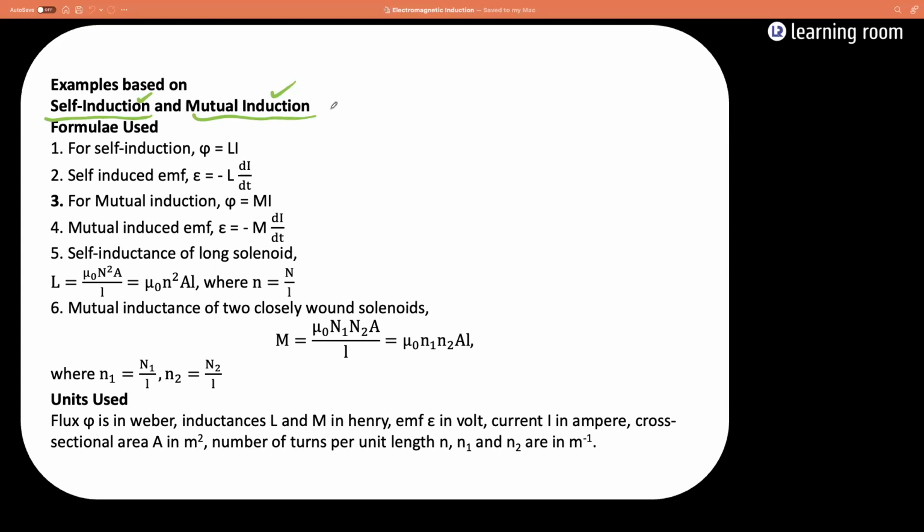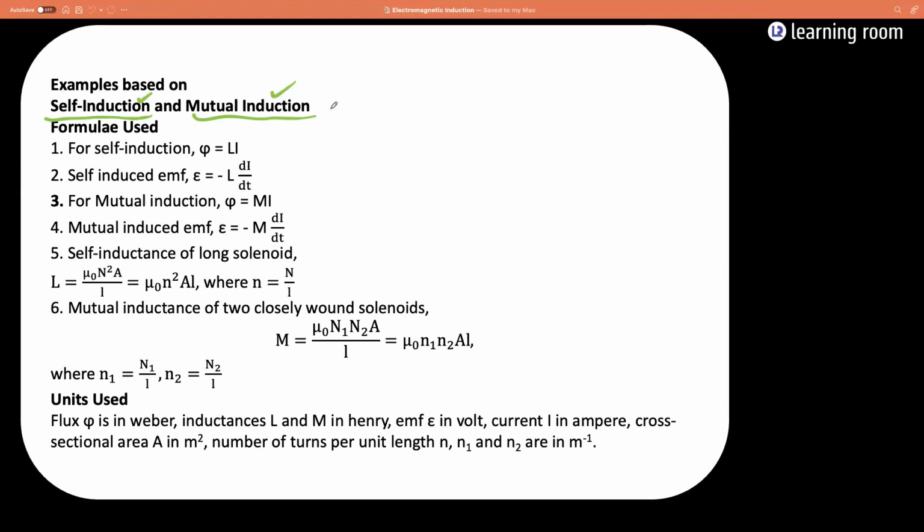You will have two coils, neighboring coils, or one coil within another, right? If the change of current is taking place in one coil, then the flux will get generated in the second coil. So change in flux will take place in the second coil, and EMF is generated in the second coil. That kind of a device is called a transformer. So that is a device that works on the principle of mutual induction, right?